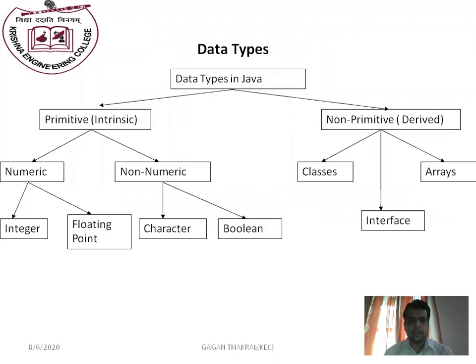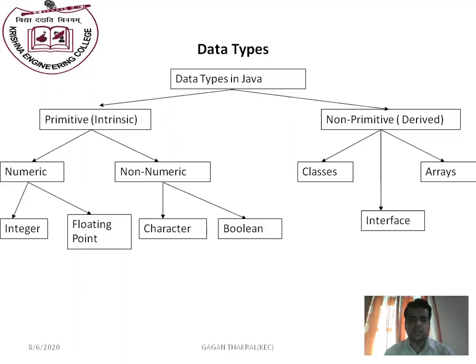Primitive data types are those data types which are defined by the language; the Java language provides them, and they are known as primitive data types. Primitive data types are generally divided into two parts: numeric and non-numeric data types. Numeric data types are integer and floating point. Non-numeric data types are character and boolean. Non-primitive data types are also known as derived data types.